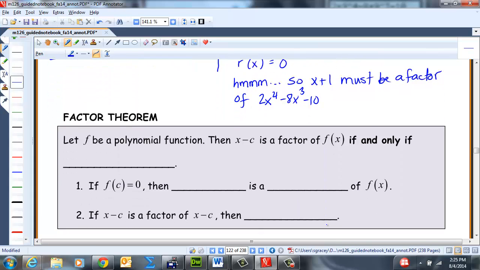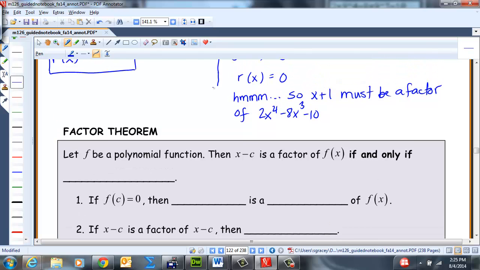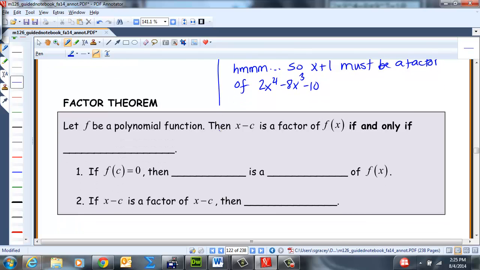Okay, so that brings us, you guessed it, to the factor theorem. Let f be a polynomial function. Then x minus c will be a factor of f if and only if f of c equals 0. When you have an if and only if statement in math, it goes both directions. So that means if f of c is 0, then x minus c is a factor of f of x.